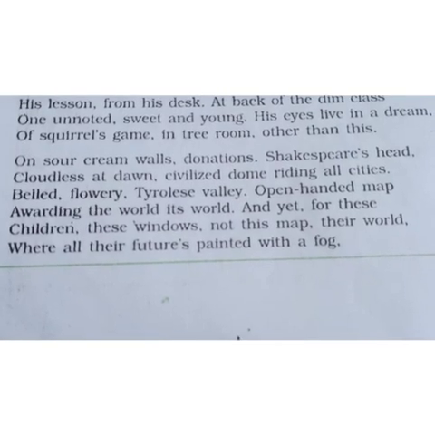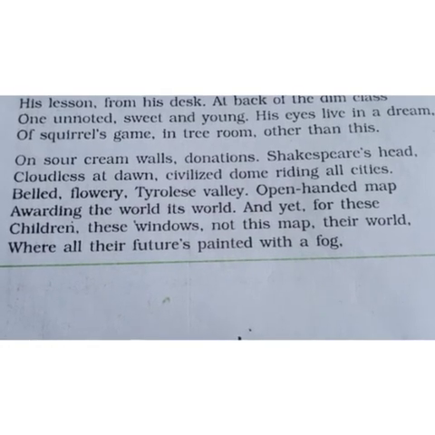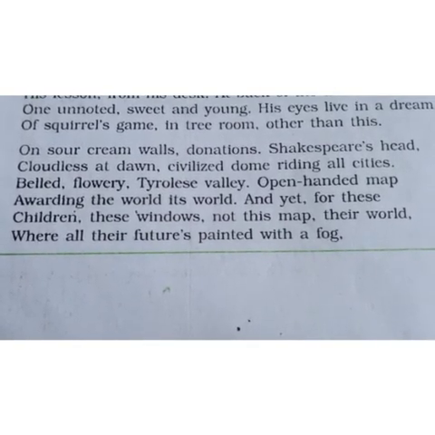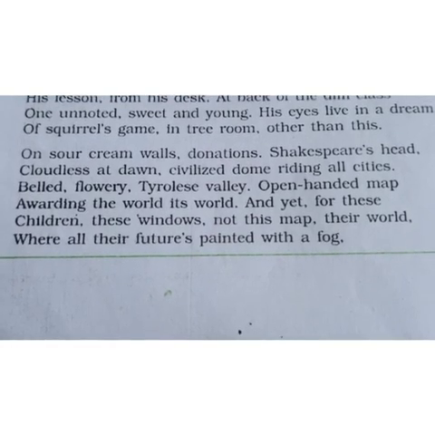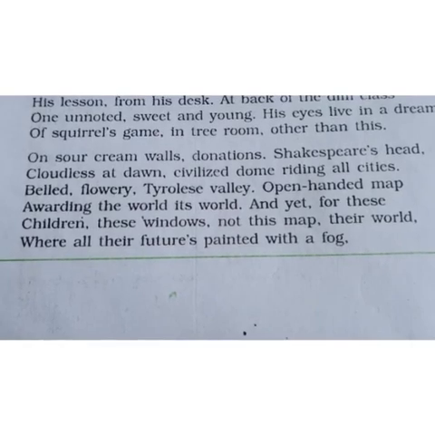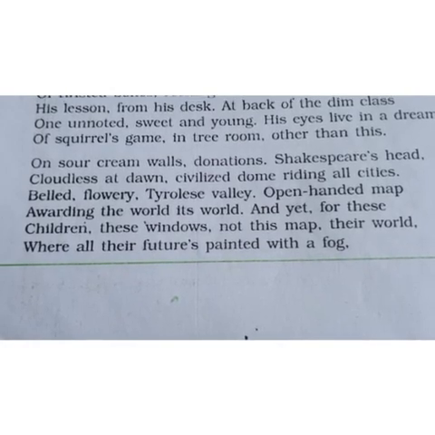Then there is a picture of cloudless dawn, a very clear morning picture, in which there are pictures of domes and cities. Then there is the picture of the beautiful tireless valley situated in Austria. It is full of greenery and beautiful flowers. All these pictures donated by rich people are useless for the children. These pictures are totally ironical in this situation because the children do not have any idea about the greenery or beauty of the valley because they are living in slum area.